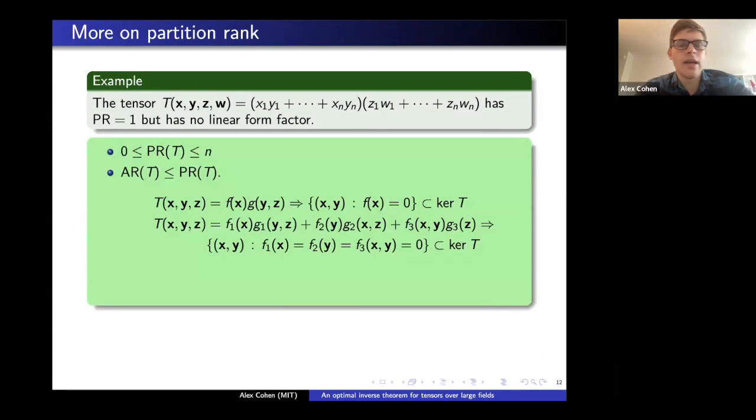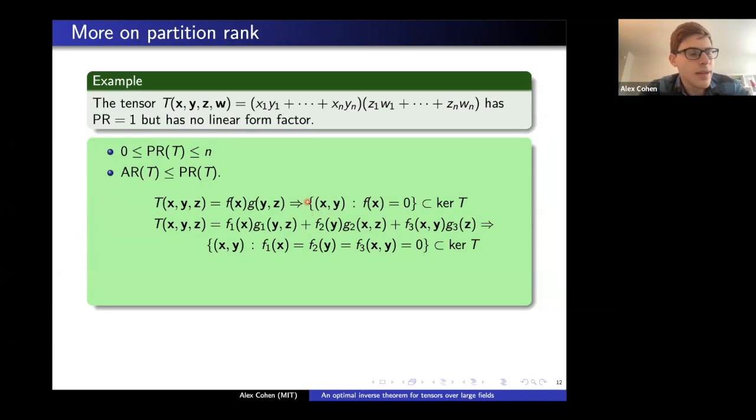So some basic properties. The partition rank also lives in the range 0 to n, just like the analytic rank. The analytic rank is less than the partition rank. And here I have some kind of toy calculation along these lines. So, for example, if T is a 3 tensor and it can be written as a product of a linear form and a bilinear form, then in order to find input vectors x and y that lead to the output 0, it suffices to just have f of x equals 0. And so what initially was going to be the vanishing locus of n different bilinear equations in x and y, it turns out that the vanishing locus of just one linear equation in x is enough to find pairs x and y in the kernel.